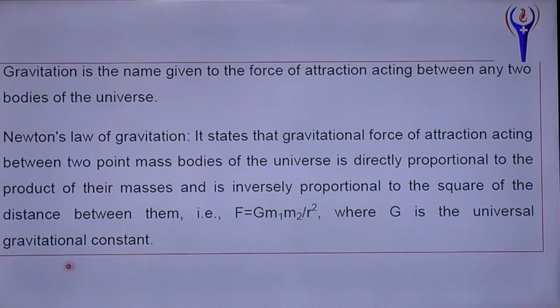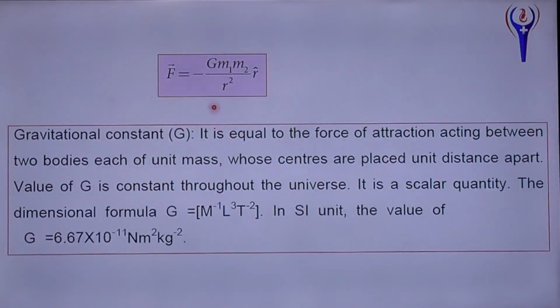And here G is the universal gravitational constant. M1, M2 are the masses and R is the distance between the two masses. So F equal to G into M1 M2 divided by R square. This is the force of attraction between any two masses. In vector form, F equal to minus G M1 M2 by R square R cap. What is R cap? R cap is the unit vector. What is the value of unit vector?